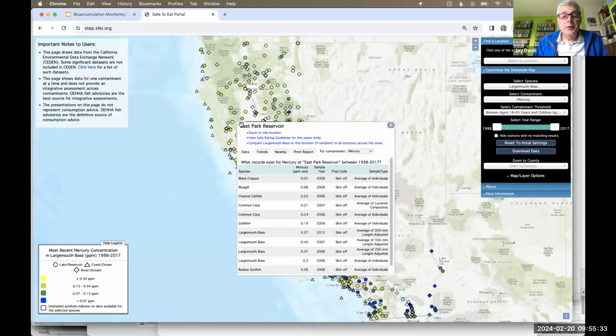So I'm going to pick one. You can click on any of these water bodies and it shows the data that are available, all the species that have been sampled and different years. So this East Park Reservoir was sampled before SWAMP in 2006. There was monitoring done there, and then SWAMP started in 2007. Sampled carp and largemouth bass, which is typical of what SWAMP's been doing for the statewide monitoring. And then there was more monitoring done in 2012.